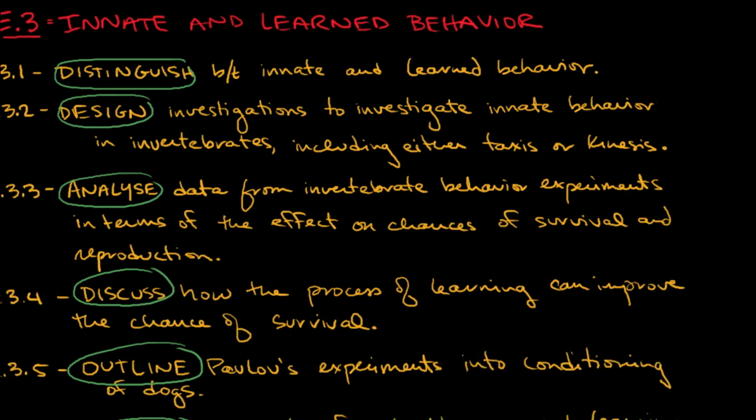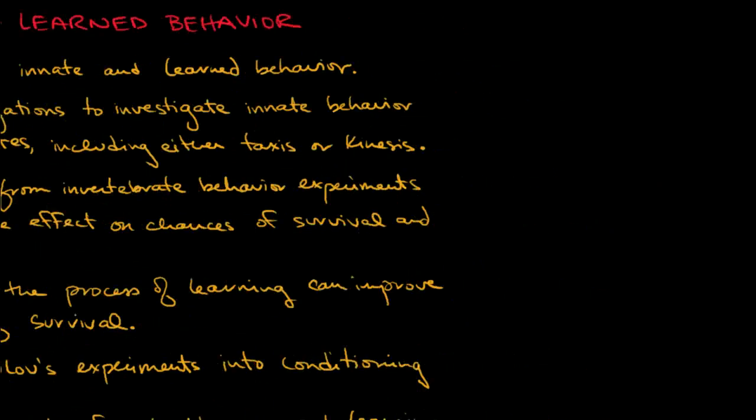So the first thing is to distinguish between innate and learned behavior. All right, so distinguish means to tell the difference between, right? So let's go ahead and do that. I'm going to make a chart. So we're going to have innate behaviors up here and learned behaviors over here on the right.